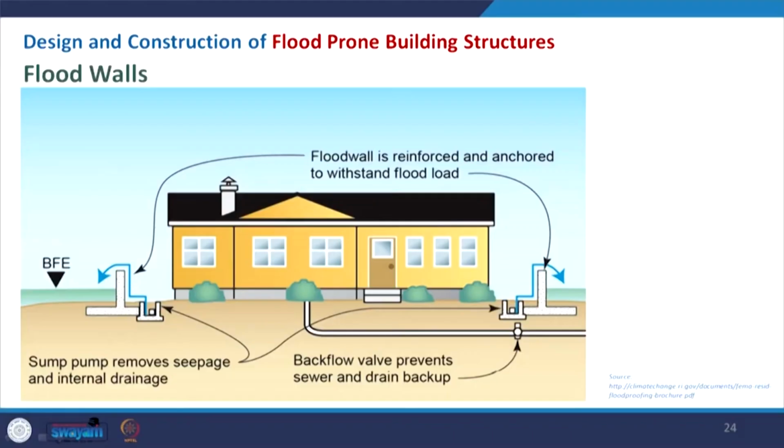Coming to flood walls, here it is not the building but the campus: we will not allow water to enter my own premises. So we create an RCC wall or a wall of some metal which will not allow water in, and they will have a considerable height. Whatever water is locked inside my premises will have a pumping system which will pump out the water outside.